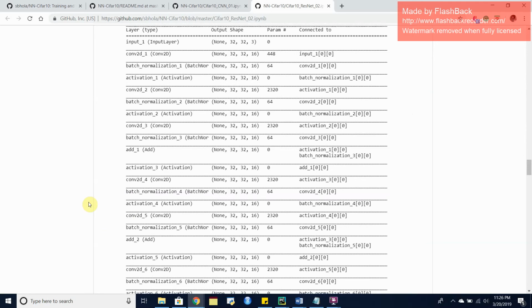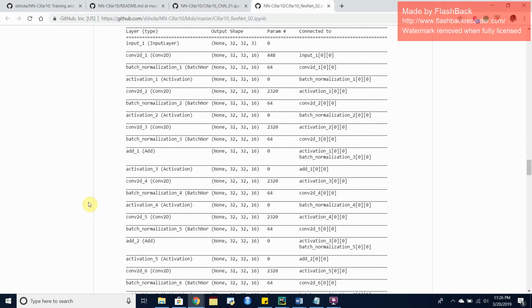Then comes our ResNet architecture. Our ResNet architecture is 20 layers deep. After the input layer, we have a 3 by 3 convolution layer with batch normalization and ReLU activation. Following this, we have 3 stages.